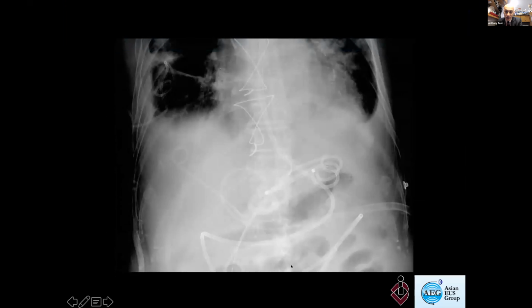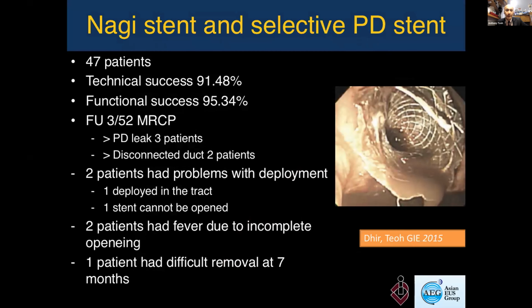So you can see this patient, many drains, ICU patient, 3 plastic stents in the collection, and also a nasocystic catheter. So this is an NG tube inserted through a metal stent into the collection. For PD stenting, again, if there's a PD leak on follow-up MRCP, then we will perform a PD stenting.